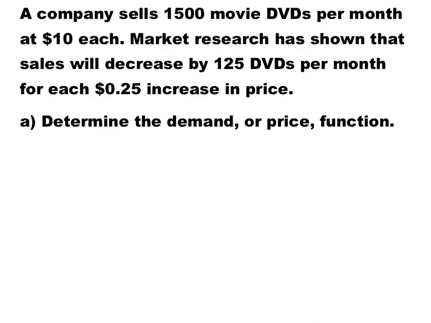The first question says a company sells 1500 movie DVDs per month at $10 each. So we know we sell 1500 DVDs at $10 each. Market research has shown that sales will decrease by 125, so minus 125, per month for each 25 cents increase in price. The first question says, determine the demand or price function. We know that the price function, in terms of n, where n is the number of increases, is going to be $10 plus 0.25n. For instance, if we increase the price once, n is equal to 1, then the price is 10.25, if 2 times it is 10.50, and so forth.